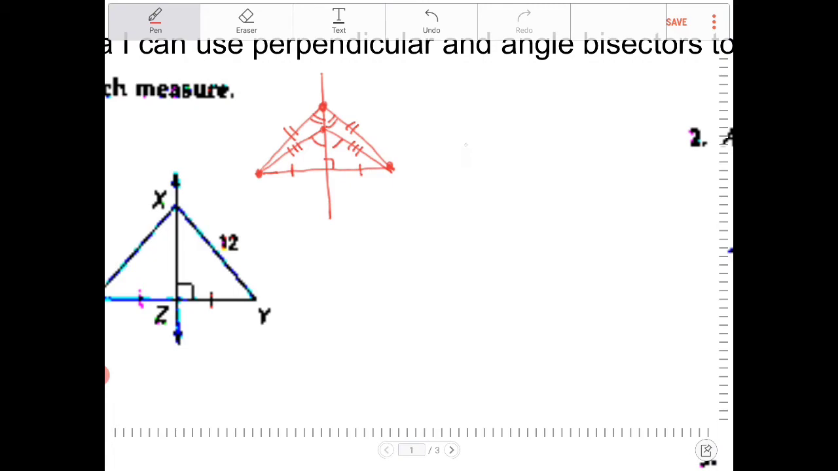The other thing about the angle bisector is that all of the points going through that vertex are again equidistant to the sides that form that angle. So all of these lengths are going to be the same, and these angles over here are going to be the same. So that's, in a nutshell, the perpendicular and angle bisector theorem.